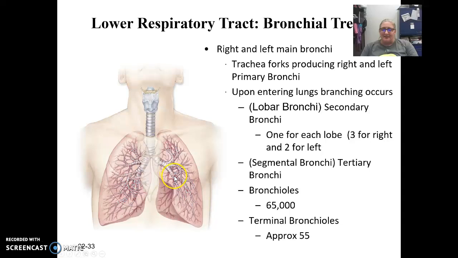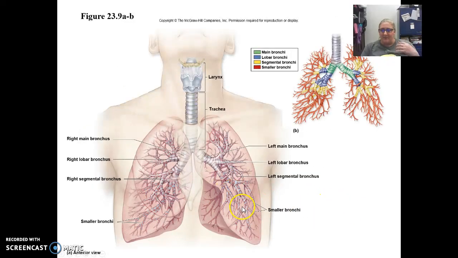Then these segmental bronchi are going to branch even further, producing tiny little bronchioles that end in tiny structures called alveoli. Alveoli are found in pouches, so we have these alveolar sacs that contain multiple tiny alveoli. And these little bronchioles are going to branch there. So I typically call it primary bronchus, secondary bronchus, and then tertiary bronchus, the little tiny ones, okay?